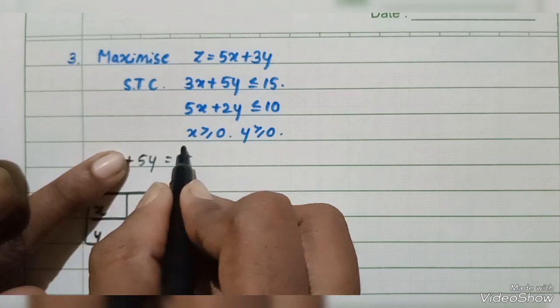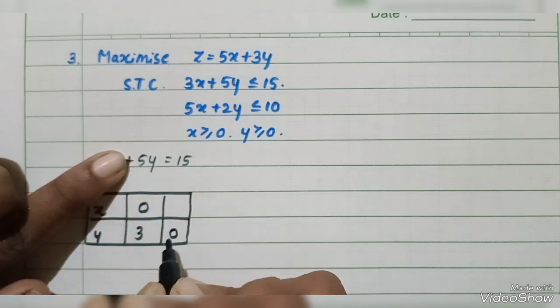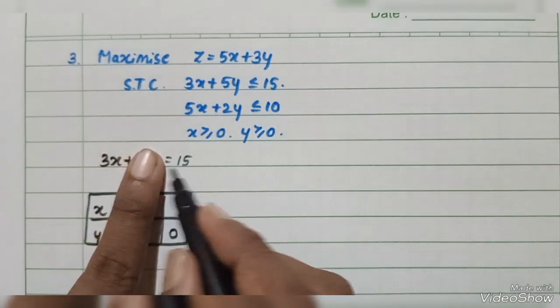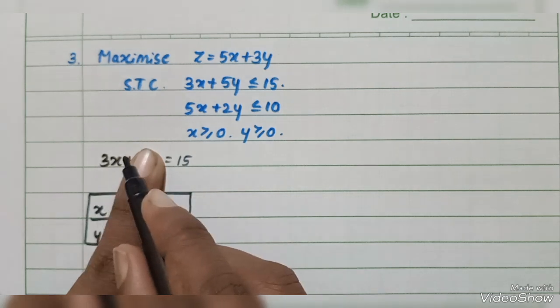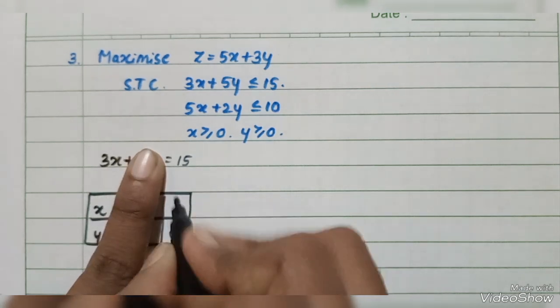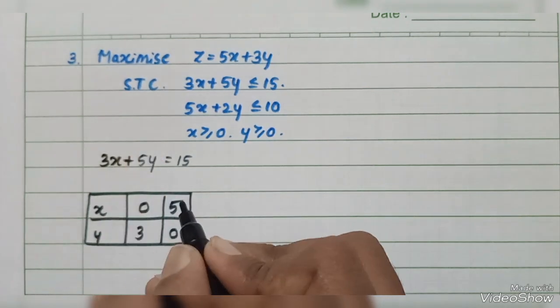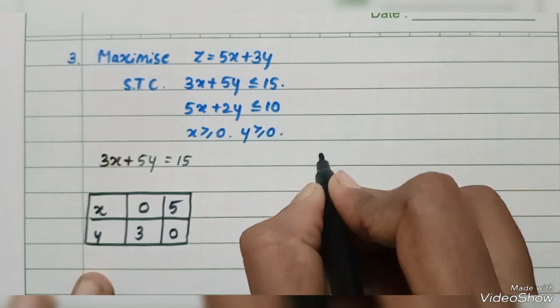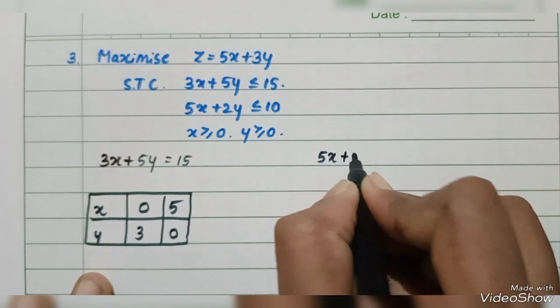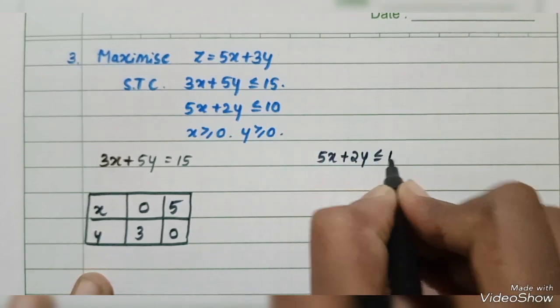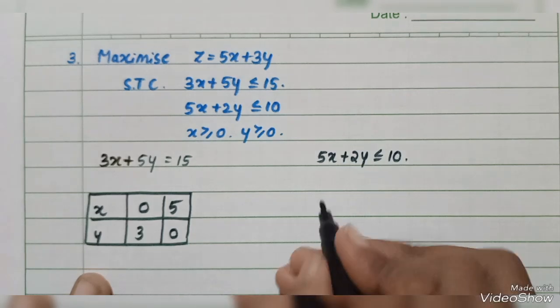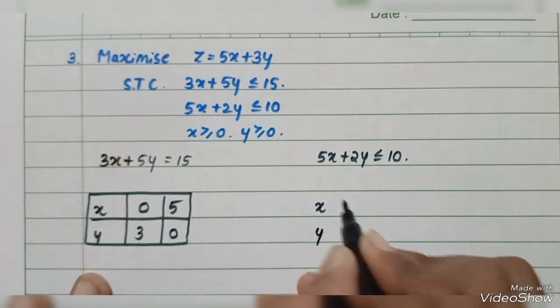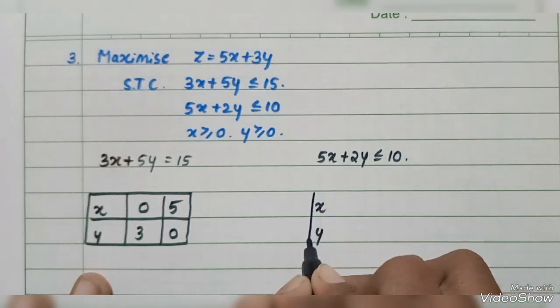5 ones are 5, 5 threes are 15. Again, y equals 0, so 3x equals 15. 3 ones are 3, 3 fives are 15. Okay, we get the values. I am taking the second equation, 5x plus 2y less than or equal to 10. Okay, x, y.